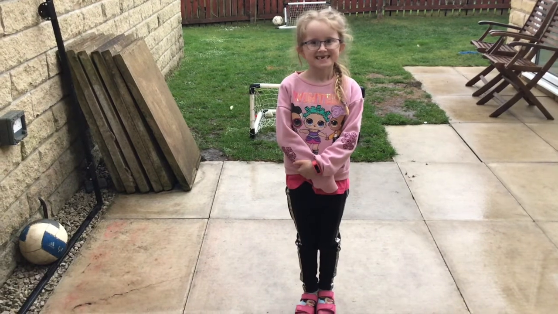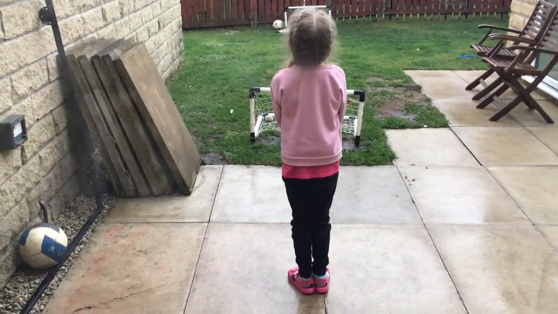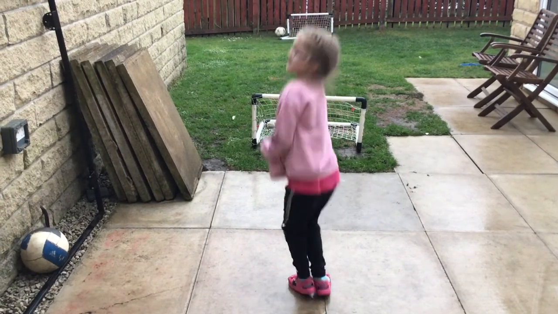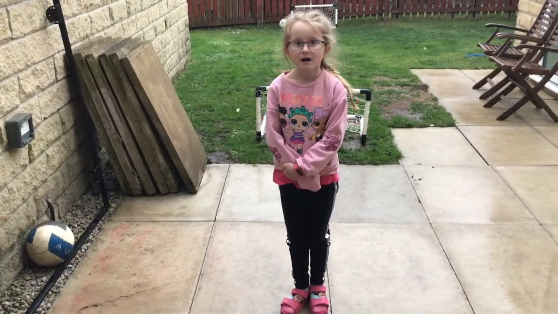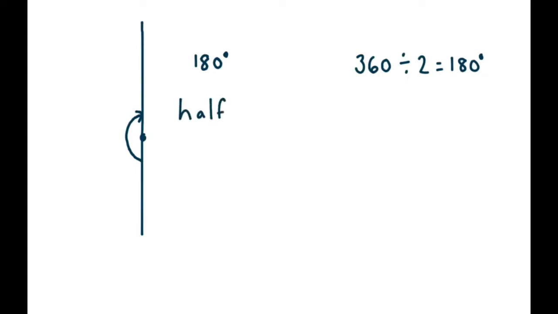Jessica is going to show you half a turn. Jessica is going to show you a 180 degree turn. 180 degrees is half a turn. There, Jessica just showed you half a turn, which is 180 degrees. Notice that 180 is half of 360 degrees. So 180 degrees is half a turn.